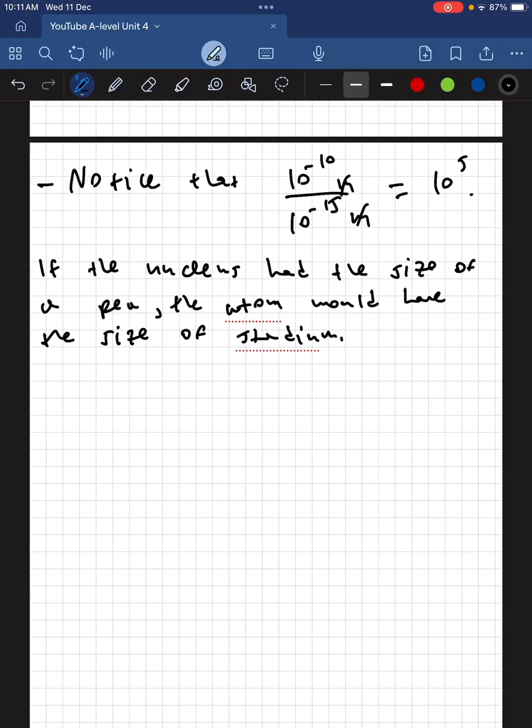So atoms are large. Another thing that is important to keep in mind is that atoms are mostly empty space.